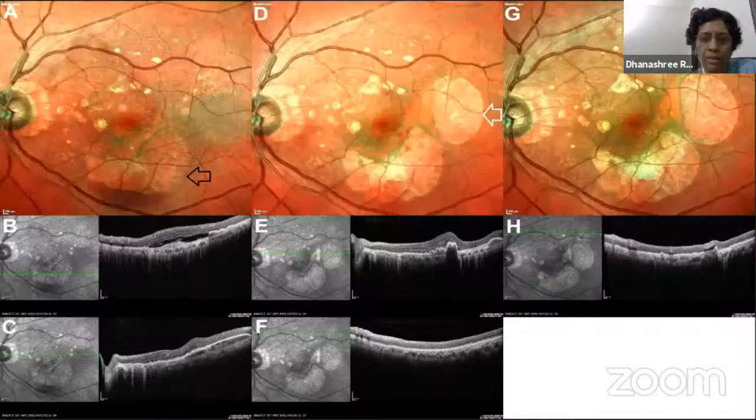Can you share your screen again, if you don't mind? Yes, the OCT where the third RP tear has developed.